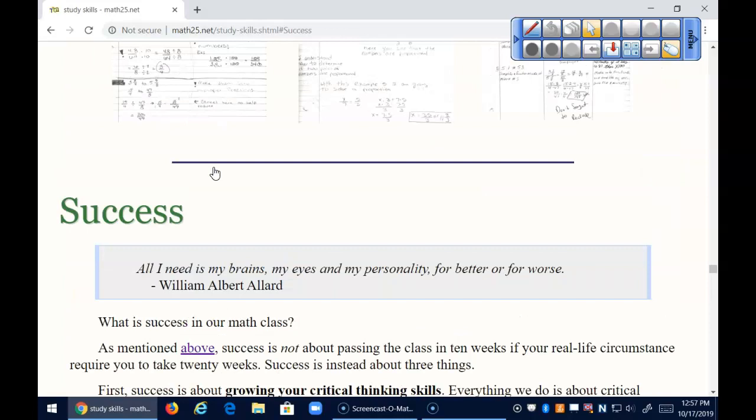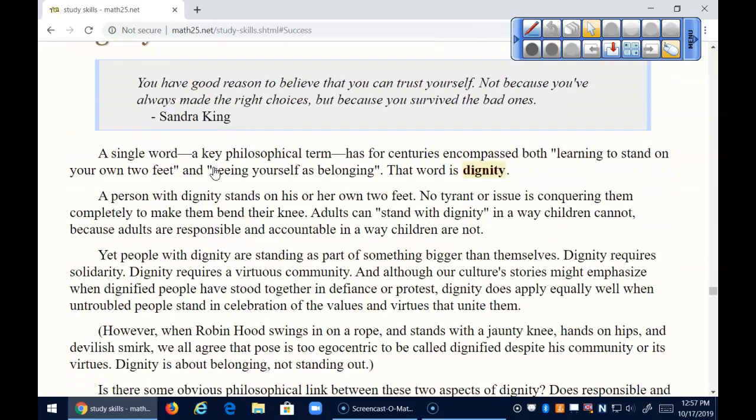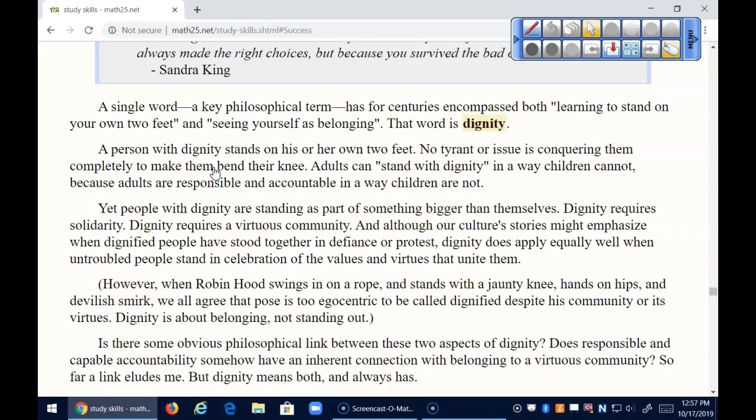Then the other things, learning to stand on your own 2 feet and seeing yourself as belonging. There's actually a word that does both of those, which is fascinating to me. My older boy is at Spencer Butte Middle School, and they changed their motto this year. Respect is no longer one of their key words. They've replaced it with dignity. That was notable to me because people don't use the word dignity very much. But dignity is those 2 things.